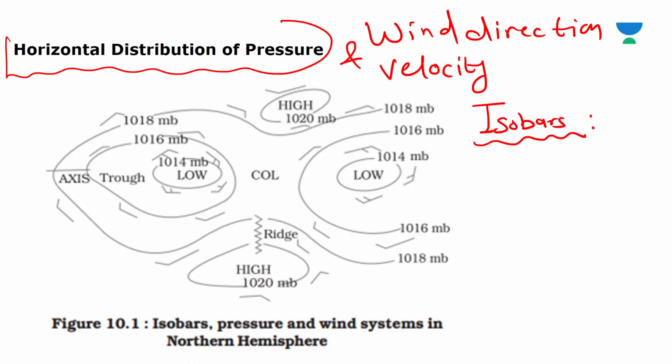The figure in front of you shows the patterns of isobars corresponding to pressure systems. A low pressure system is enclosed by one or more isobars with the lowest pressure in the center, and a high pressure system is also enclosed by one or more isobars with the highest pressure in the center.